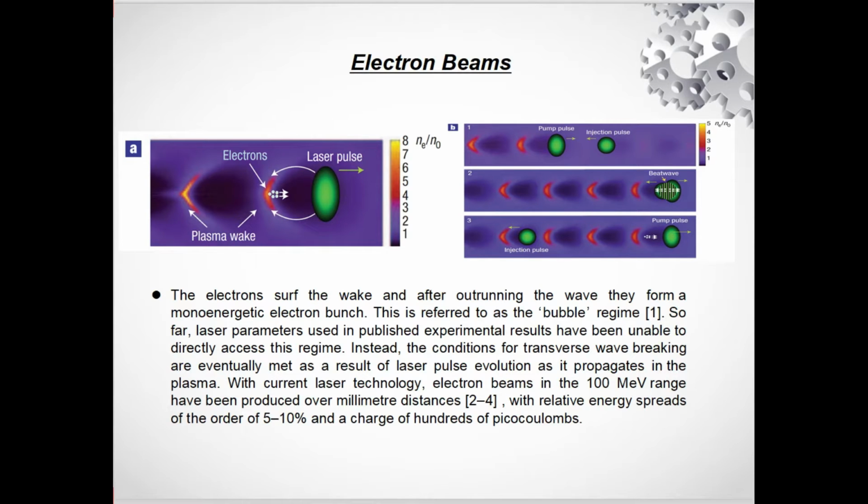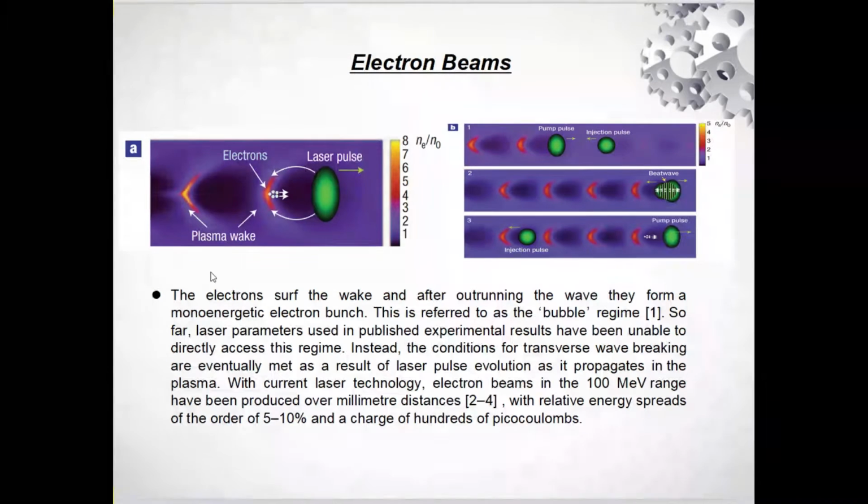Here, electrons need to be injected into the wake field with a sufficient initial energy so that they can be trapped and accelerated. Experimentally, we have two injection mechanisms that have recently demonstrated the generation of high-quality monoenergetic electron beams.